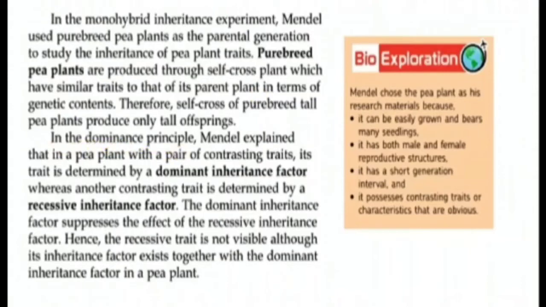In the dominance principle, Mendel explained that in a pea plant with a pair of contrasting traits, its trait is determined by a dominant inheritance factor, whereas another contrasting trait is determined by a recessive inheritance factor. So, based on the dominance principle, the pea plant has two contrasting traits, dua sifat yang bertentangan, which is determined by the dominant inheritance factor and the recessive inheritance factor. The dominant inheritance factor suppresses the effect of the recessive inheritance factor. Hence, the recessive trait is not visible, although its inheritance factor exists together with the dominant inheritance factor in a pea plant. So, only the dominant trait is visible, the recessive trait is not visible.